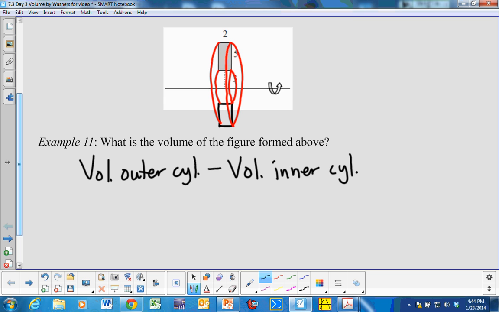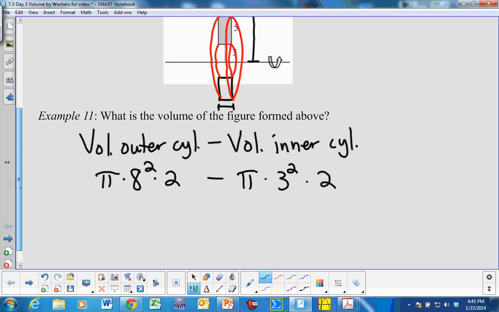So the volume of the outer cylinder, well, it's going to be pi r squared. The radius for the outer cylinder is going to be right there, which is going to be 8. So you're going to have pi times 8 squared times the width, or the height of the cylinder, which goes this way, and that's 2. And then minus pi r squared, but for the inner cylinder, our radius is just 3. That's the small cylinder hole that's inside, but the width is still 2.